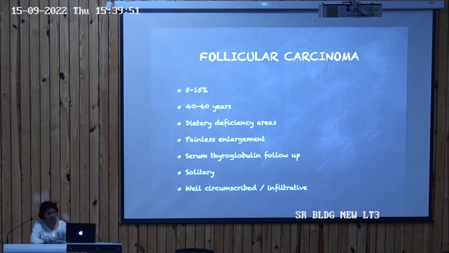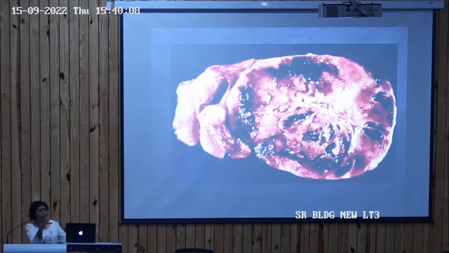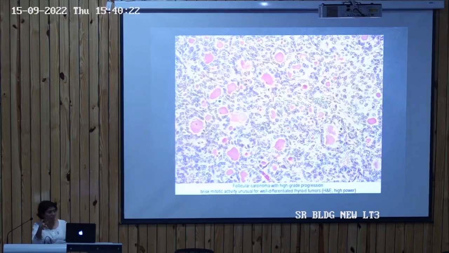So the age of presentation is a bit older compared to the papillary thyroid carcinoma. It is 40 to 60, or can go up to 45 to 70 or so. And this is again painless enlargement, and the dietary deficient areas, these are not much required. The thing which is important is that grossly it is infiltrative. It can have a capsule, but it will be infiltrative. So the only thing which helps you know if it is a malignancy or not is you have to look for two features that I'll be showing you shortly.